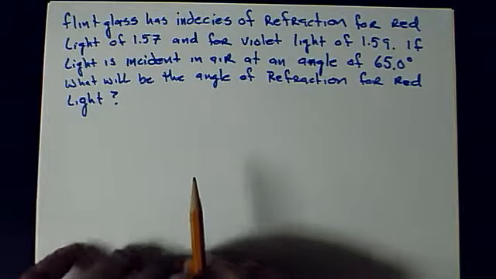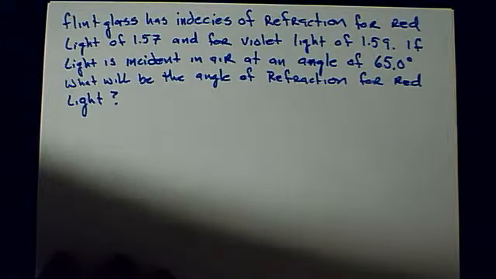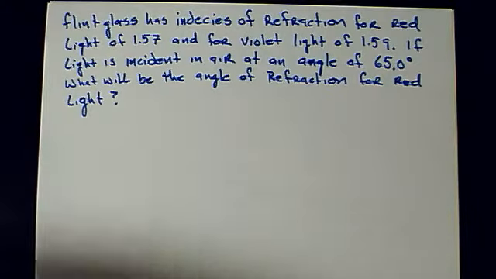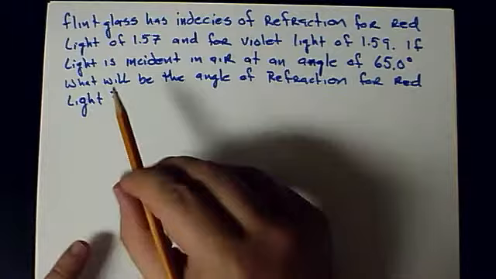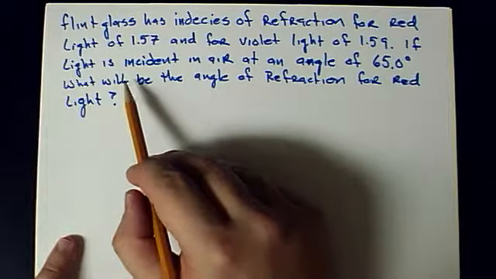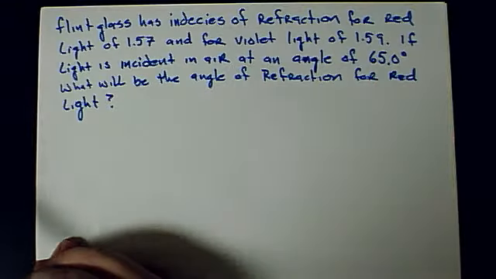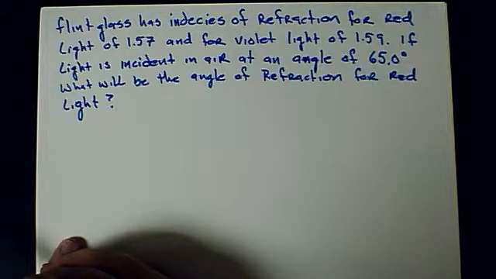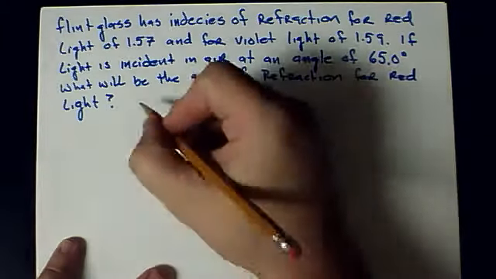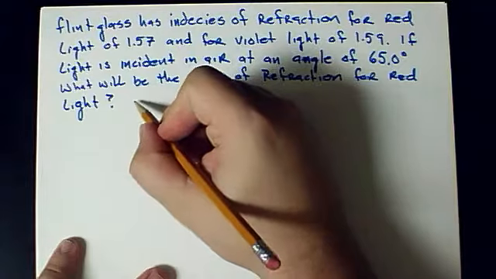Okay, this is an example problem for Snell's law, which you're going to have to be able to do on your test. So this will also help you with some of the homework questions. It says flint glass has indices of refraction for red light of 1.57 and for violet light of 1.59. If light is incident in air at an angle of 65.0 degrees, what will be the angle of refraction for red light?